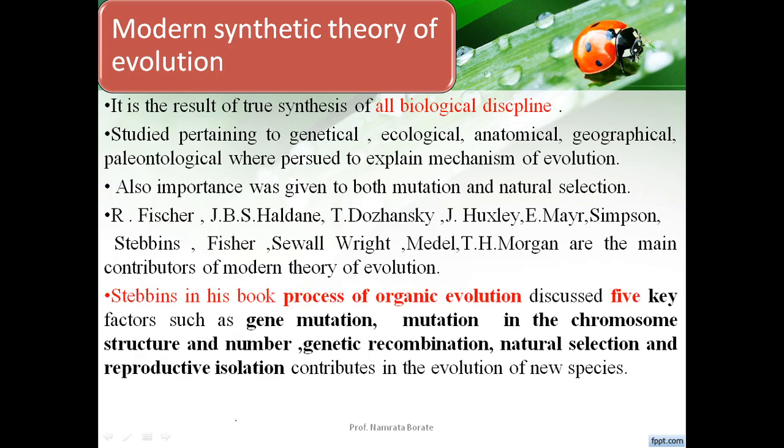But in this, Stebbins, in his book The Process of Organic Evolution, discussed 5 key factors: the gene mutation, second one is mutation in the chromosome structure and number, third one is genetic recombination, next one is natural selection, and the last one is reproductive isolation. All these contribute to the evolution of new species.